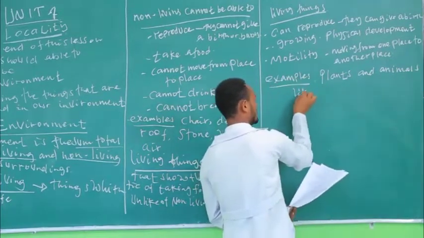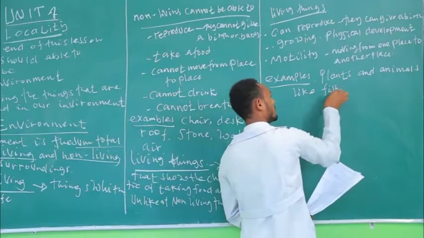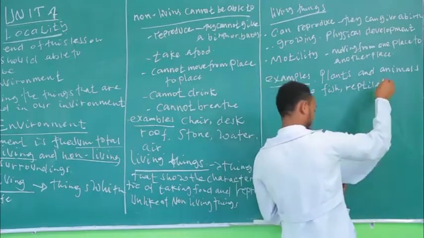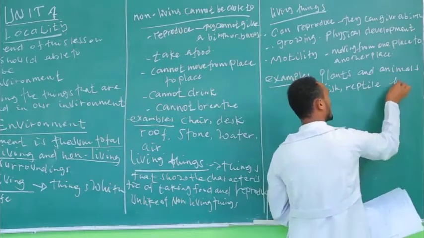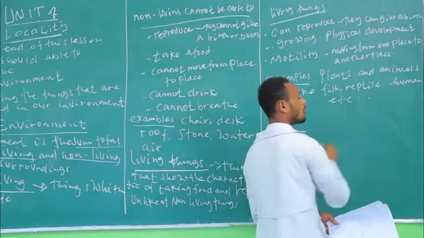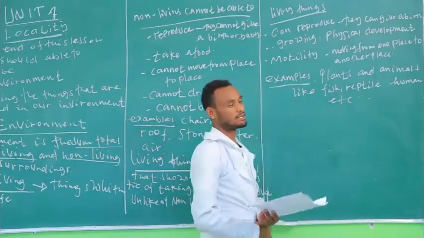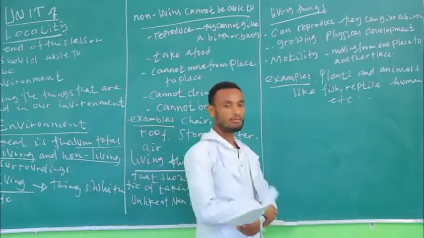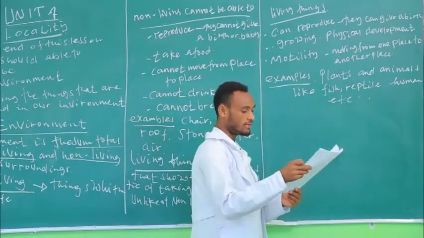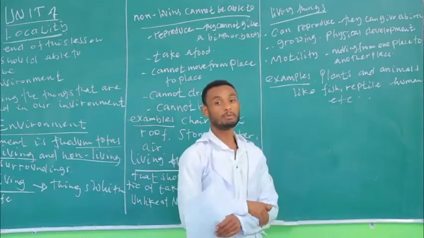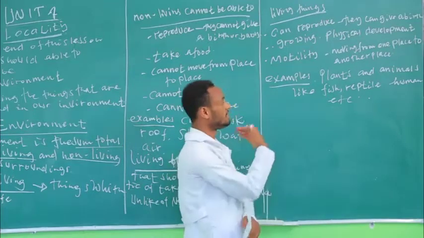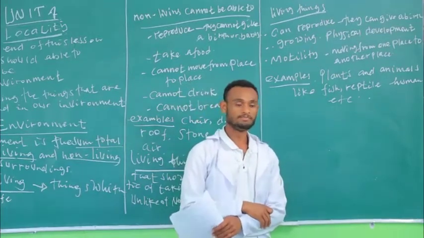Like fish, reptiles, humans, etc. These are all examples of living things. Students, I hope you understand and can differentiate between living and non-living objects.